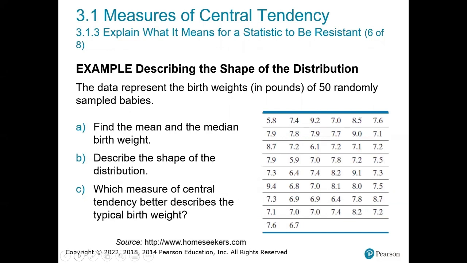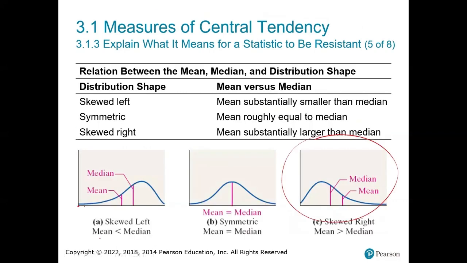On this one here, we have the birth weight in pounds of 50 randomly sampled babies. We're going to find the mean and the median, and then be able to describe the shape based on just the mean and the median. Okay, so if the mean is smaller than the median, it's skewed left. If they are equal or roughly equal, we are symmetric. If the mean is larger than the median, we are skewed to the right.